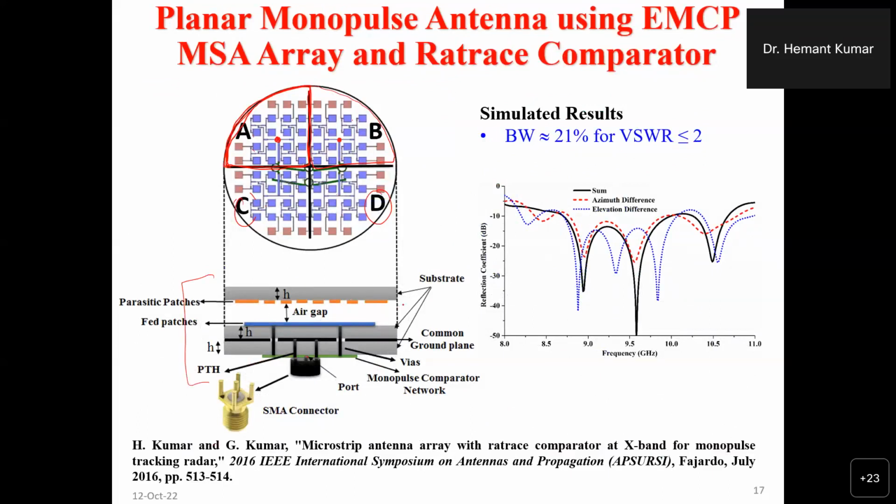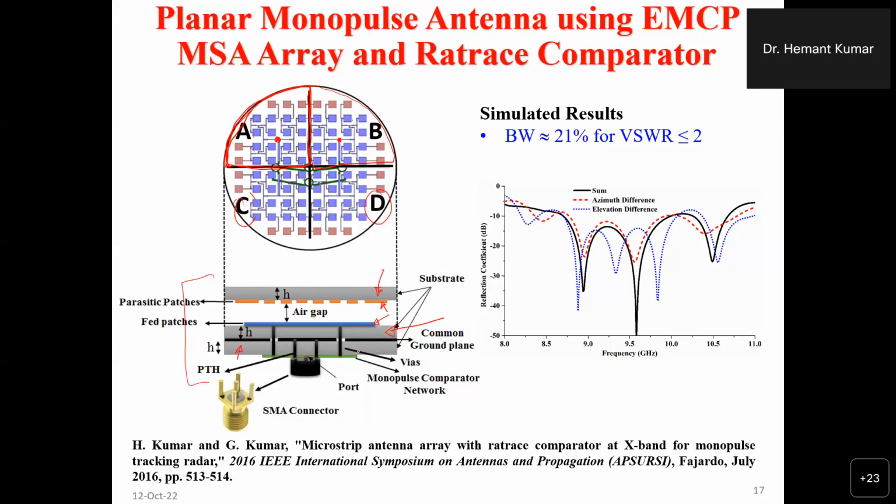In the side view, we have 3 substrates. One substrate is used for the active patch. This is the active patch, and this is the parasitic patch. And this substrate is used for that parasitic patch. And the last one, the bottom substrate, is used for the monopulse comparator. We have used a common ground plane, because the ground plane is required for the comparator as well as the active patches, right? We need a ground plane.